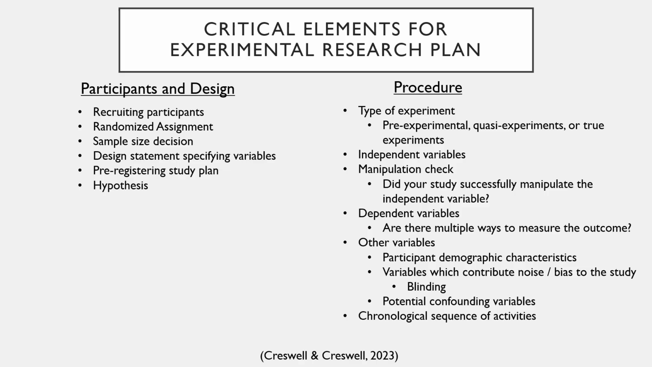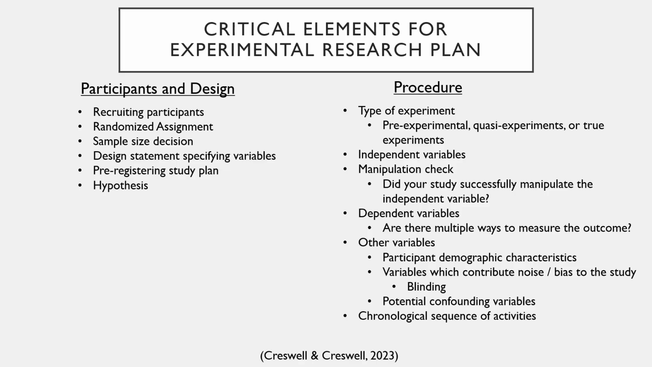So will your study successfully manipulate the independent variable? Is there one or more independent variables? You need to include all of those things. And then your dependent variables, you need to include if there are multiple ways to measure the outcome of this experiment, and if there are, which one will you choose, or are you going to choose multiple? And then finally, you want to include any other variables that are relevant, for example, like demographics of the participants, for example, like gender or ethnicity.